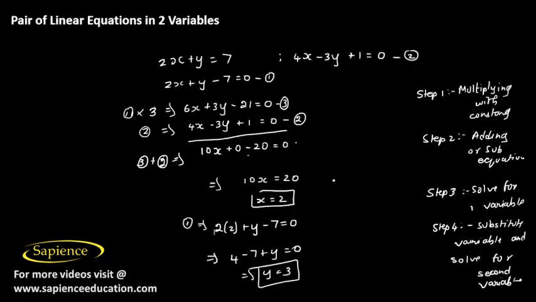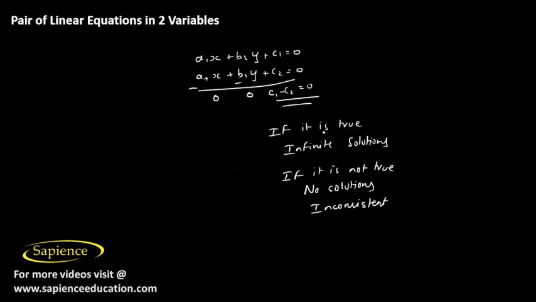So using the elimination method, after adding or subtracting, we can find one of the variables, but if both the variables are getting eliminated, then we should look at the constant, whatever value of constant we are getting. If that equation is true, then we will have infinite solutions. If that equation is false, then we will have no solution and the two linear equations are inconsistent.